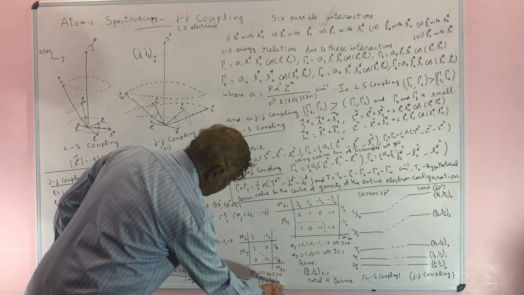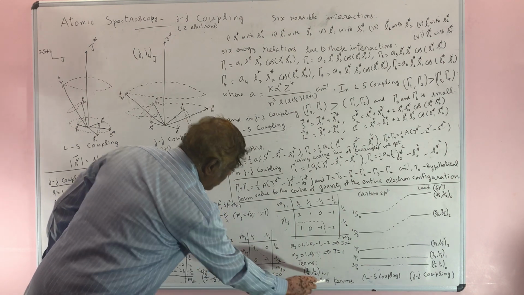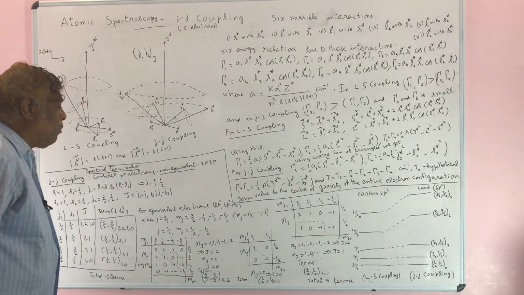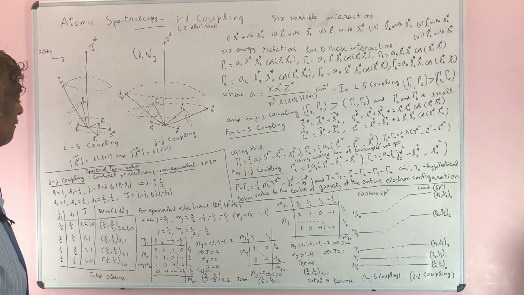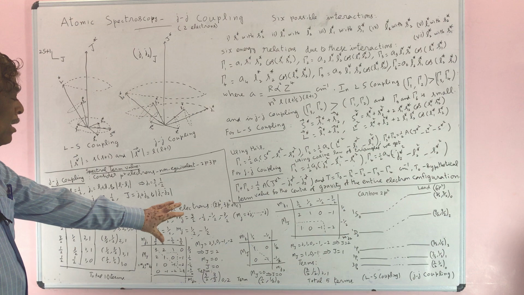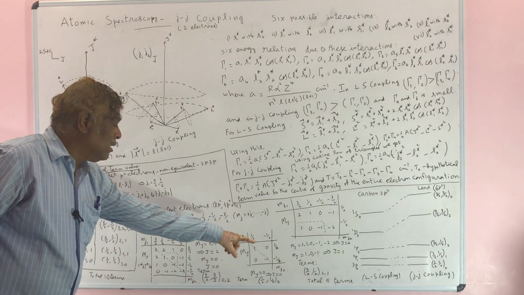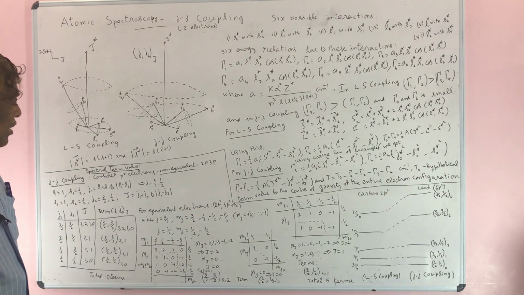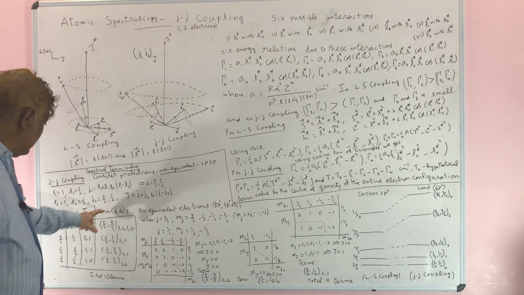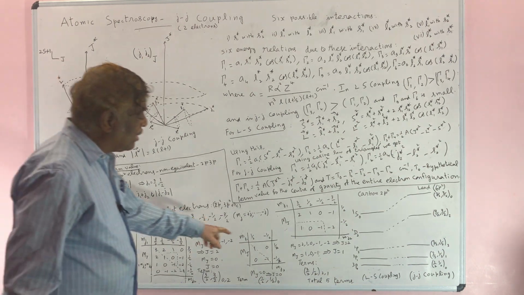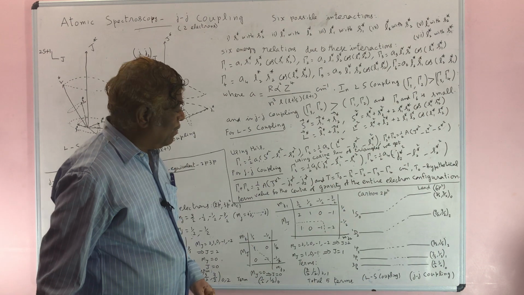So finally you know that there is one term here and two terms here, so finally you have 5 terms. If you use Pauli's exclusion principle, for equivalent electrons you get only 5 terms. So for non-equivalent electrons 10 terms are possible, and for equivalent electrons only 5 terms are possible.